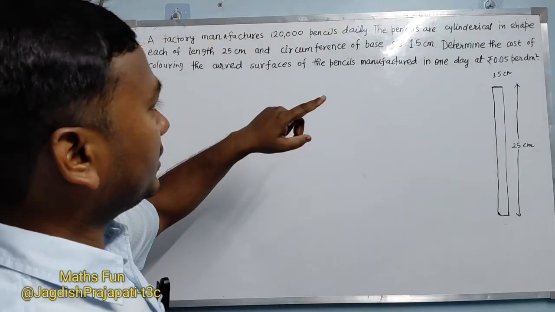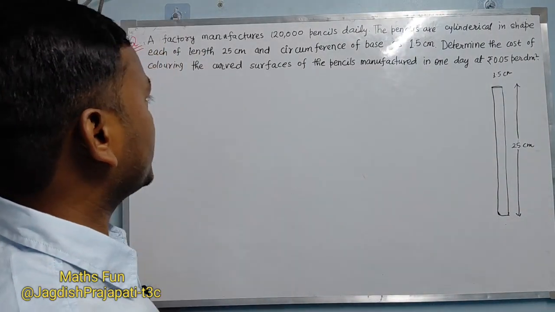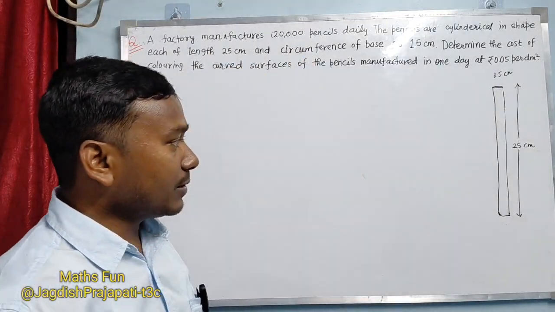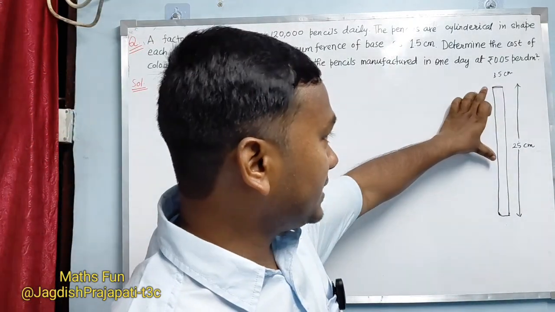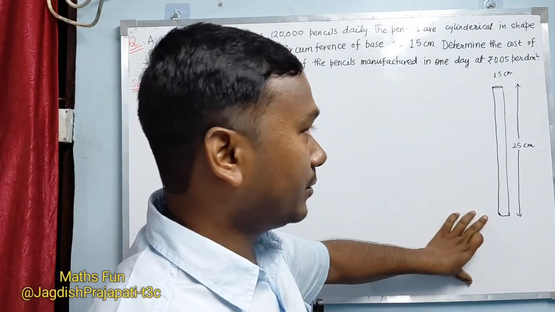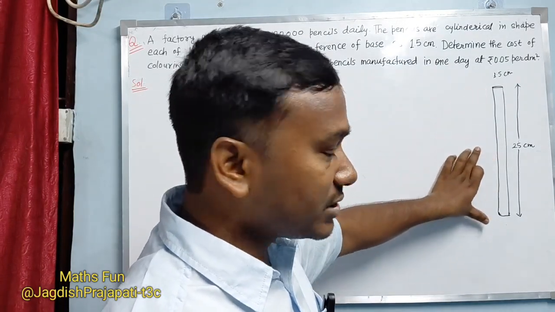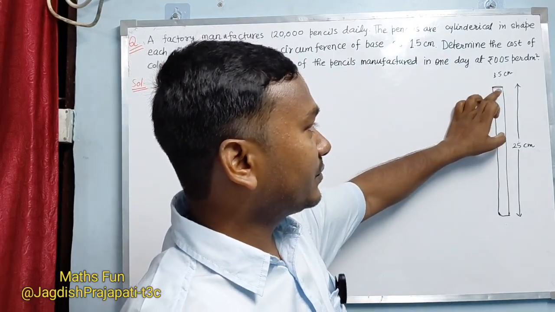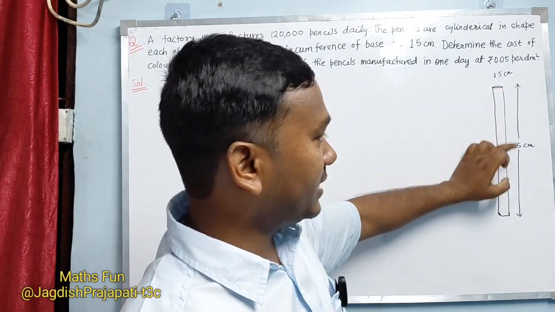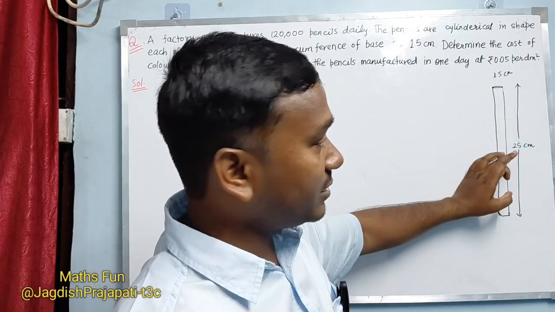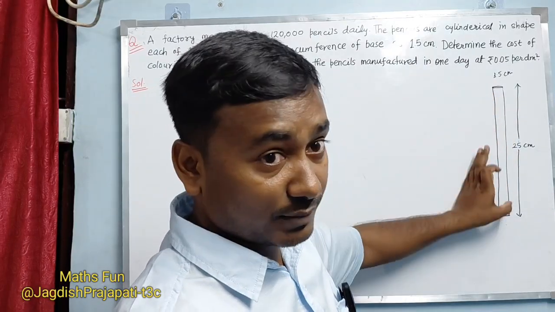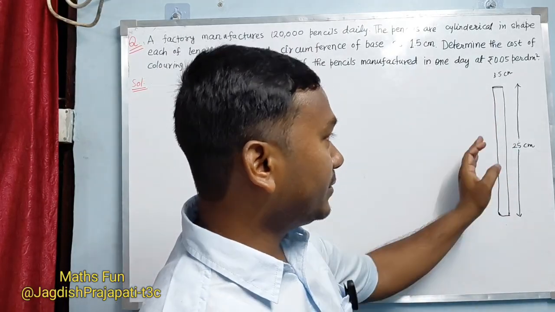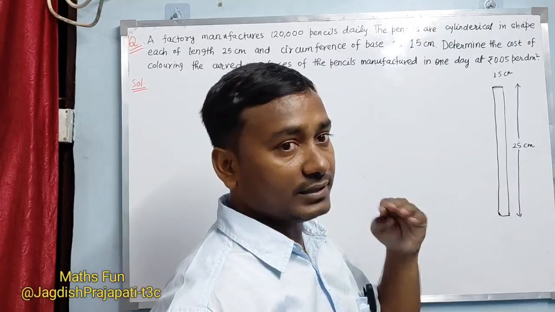Then we have to determine the cost of coloring the curved surfaces of the pencil. So this is in the shape of a cylinder. Its curved surface will be 2 pi r h, where r is the radius of the base and h is the length of the cylinder, here the length of the pencil. So that will provide the curved surface 2 pi r h.